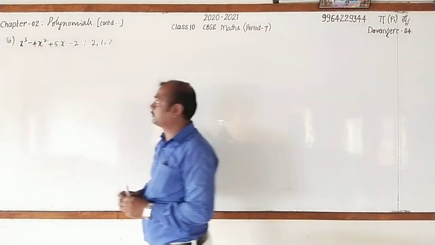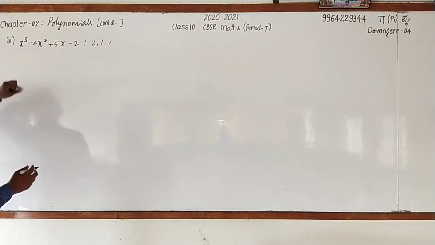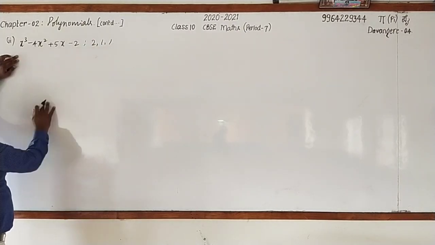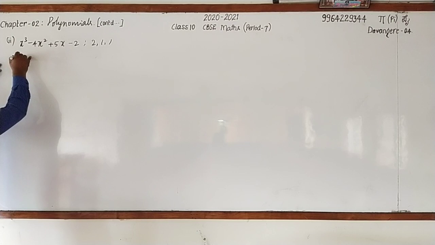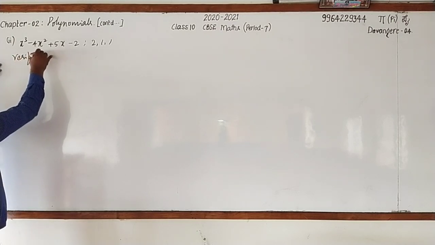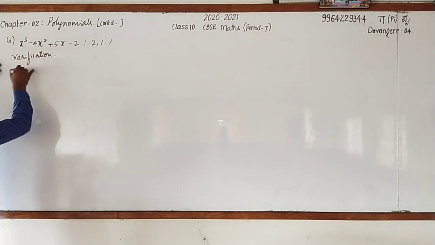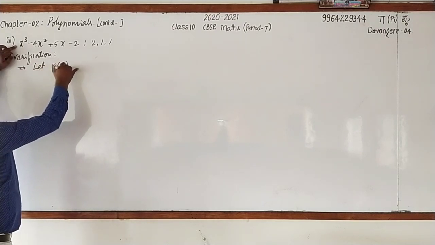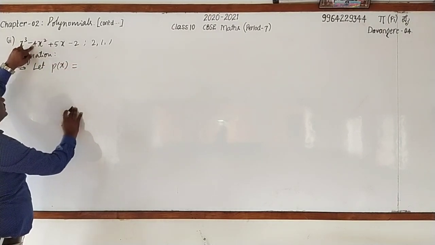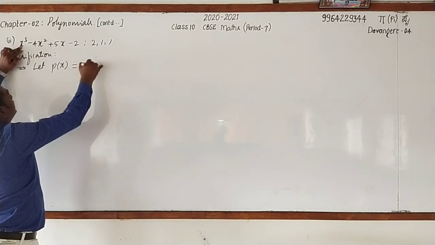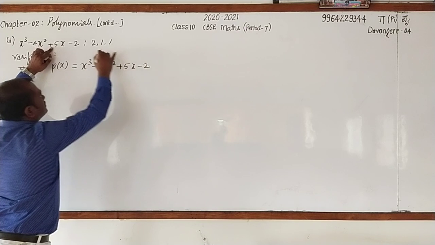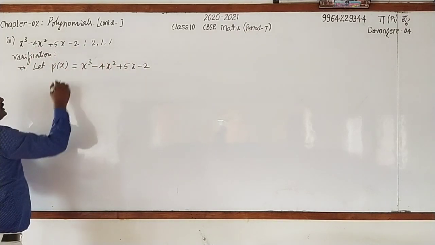We have second sub question. Observe this. We have to check whether 2, 1, 1 are the zeros of again this cubic polynomial. So let's go for verification. Here I'll assume the given cubic polynomial as p of x because the variable involved is x. It is equal to x cube minus 4x square plus 5x minus 2. Now just go for substituting this.